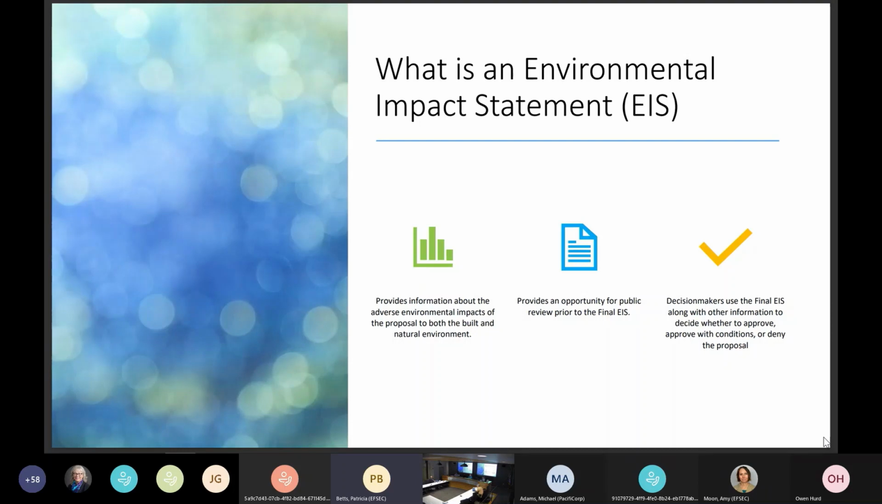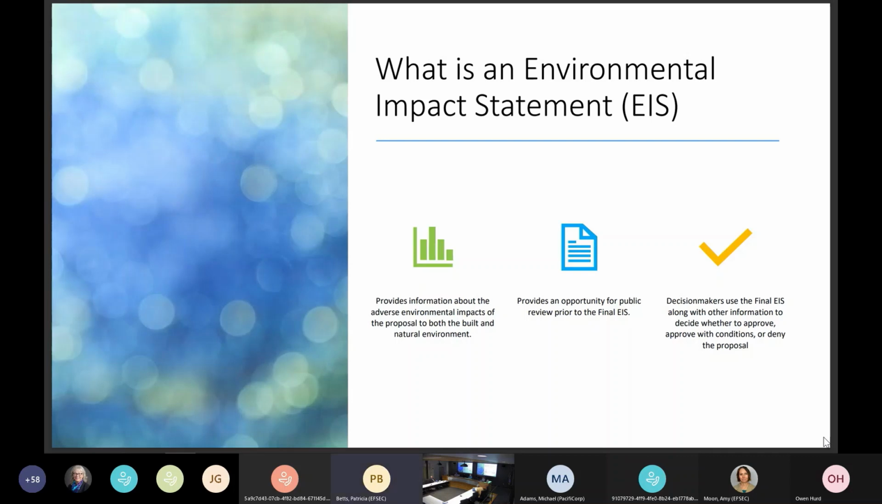A draft EIS provides the public, local, state, and federal agencies and tribal governments the opportunity to comment on the completeness and accuracy of the EIS before it is finalized. And then thirdly, the EIS analyzes environmental impacts and must be used by agency decision makers along with other relevant considerations or documents in making final decisions on a proposal.